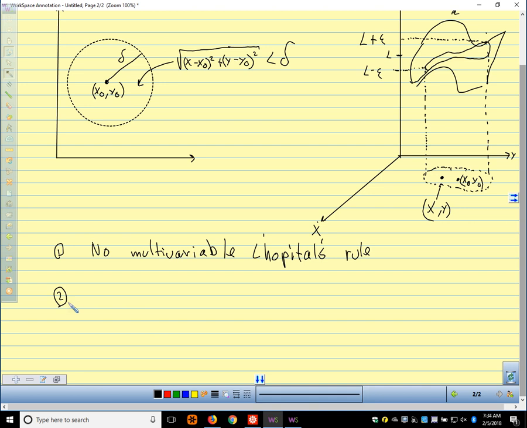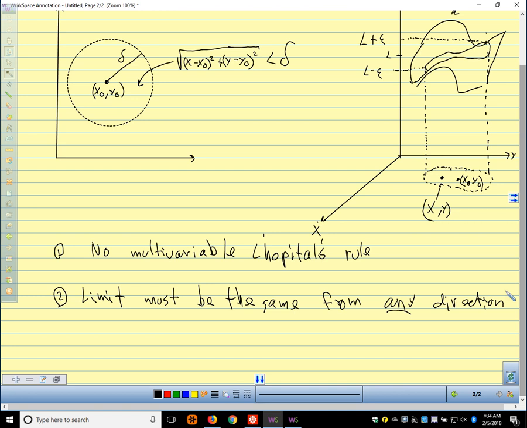Second, with the single variable function, we just had to worry about the limit from the left and the limit from the right. We just had to worry about two directions. Here we have to worry about every direction. So our limit must be the same from any direction. It can't be just from the left and from the right. It has to be from any direction.